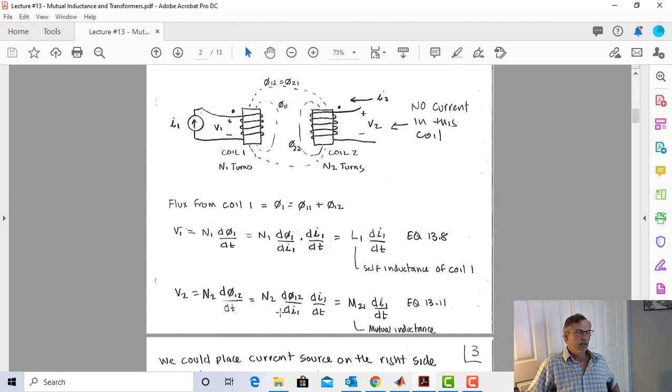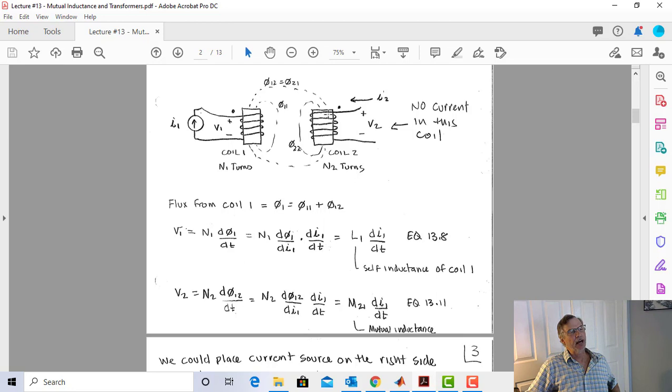V2 equals N2, number of turns, times d phi12/dt. Yeah, that sounds good. Now we're going to break that up into d phi12/di1 times di1/dt. And we have something that looks again like an inductance. See that? N2 d phi12/di1 is the mutual inductance. So V2 and I1 are related by the mutual inductance between them.